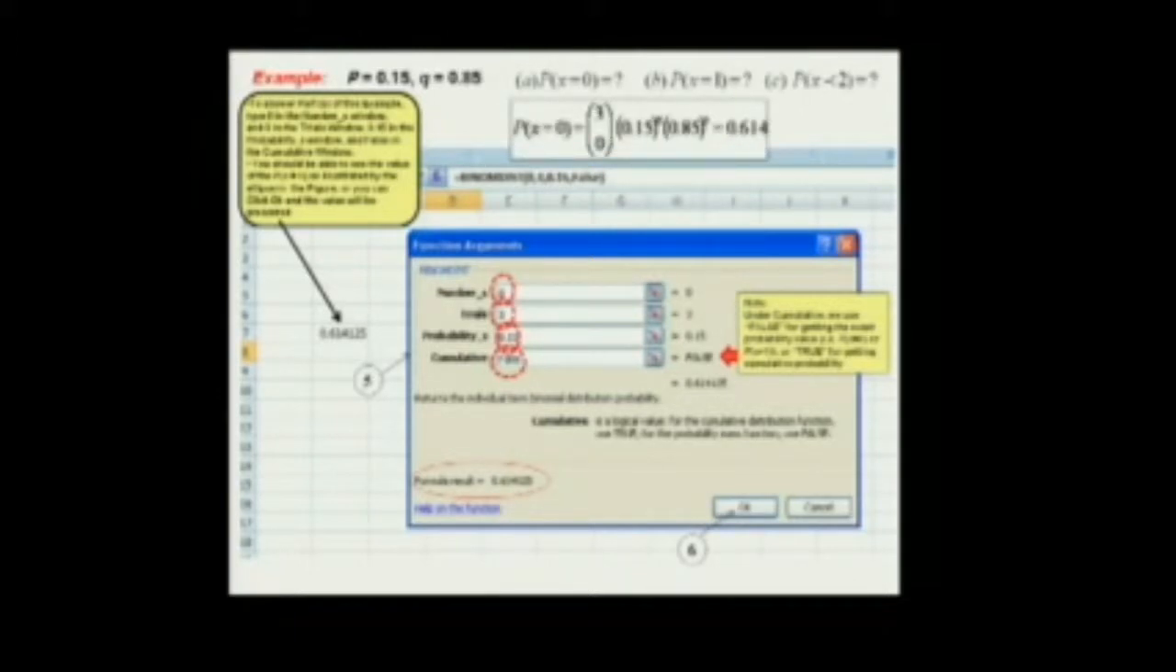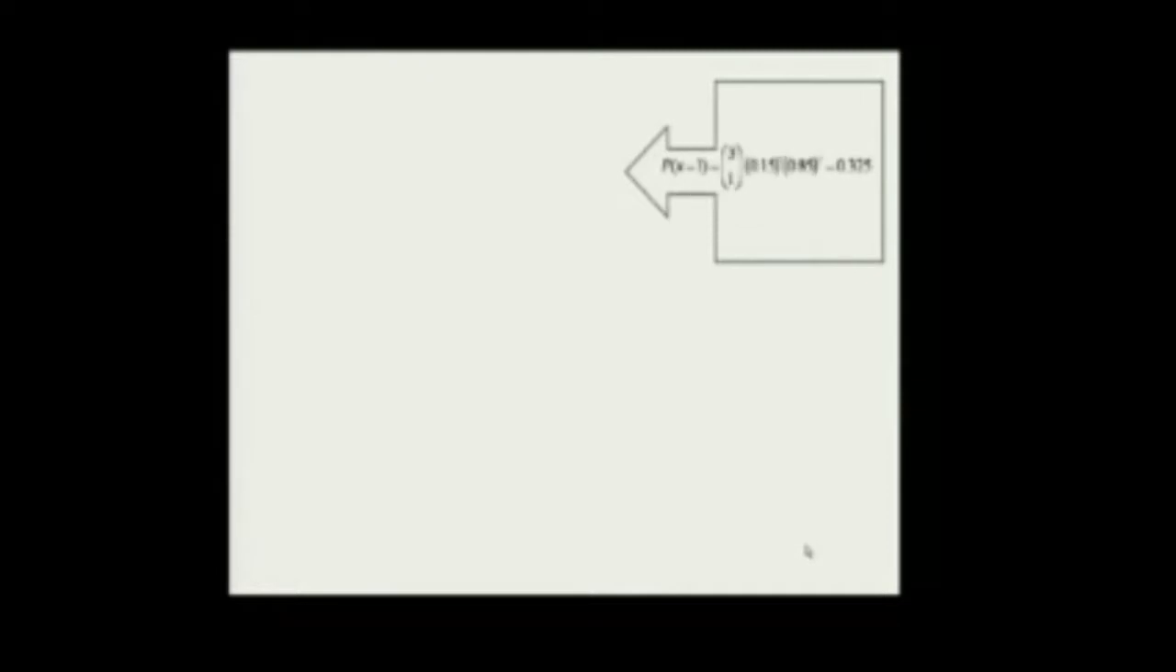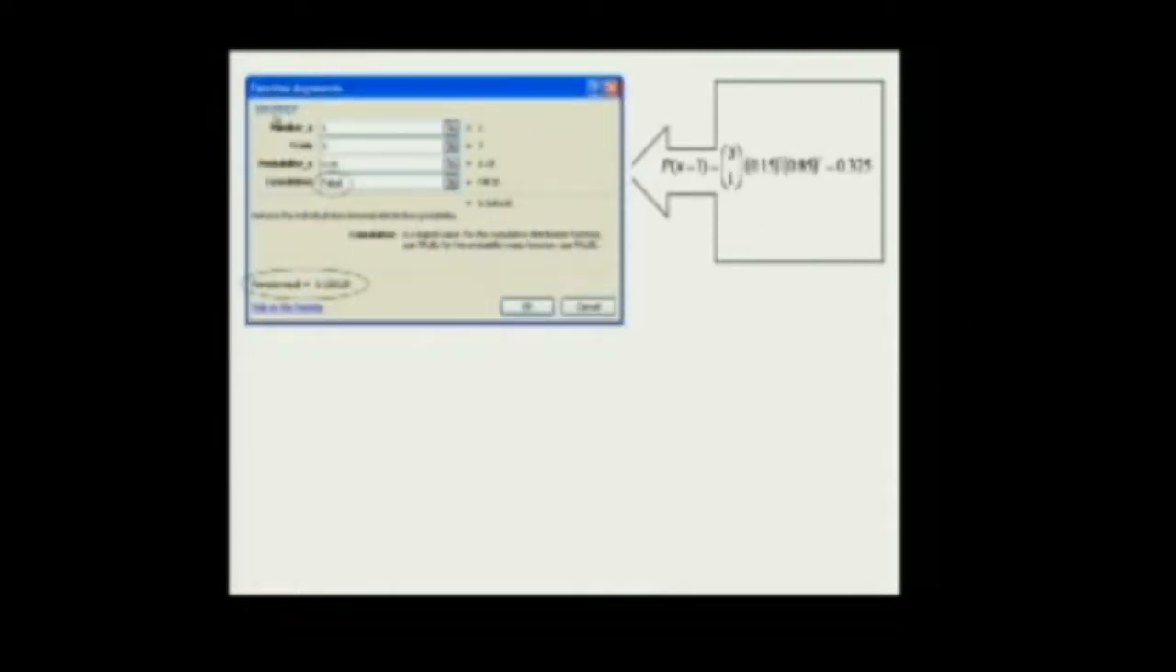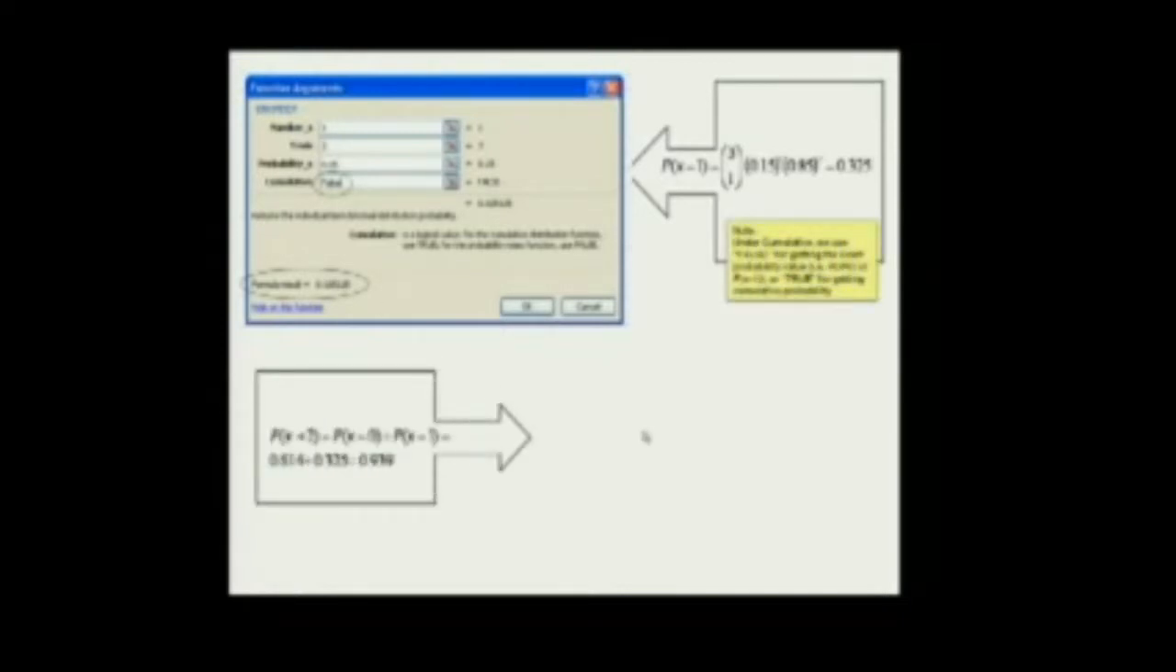And this is exactly the value that you will get if you do the calculation manually as we did before. Here is the example at x equal 1. Notice x here is 1 now, n is still 3, p is 0.15, and we put false here because we want the probability at x equal exactly 1. And we click OK, we can see the probability, and that will give us a value that's equal to the value we obtained before.